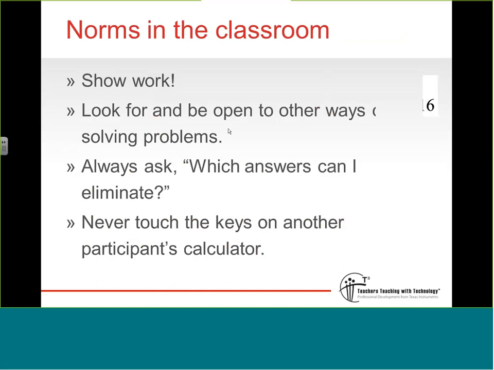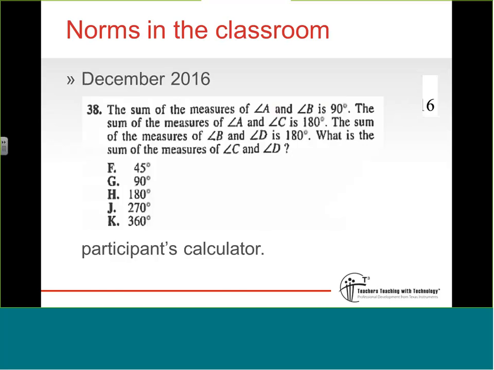And just in general, when you're learning new calculator commands, don't let them touch each other's calculators, because, and I don't know if you all do this, they tend to just do it for the other person, and then you don't know how to actually type it in yourself. So I always have that as a rule.